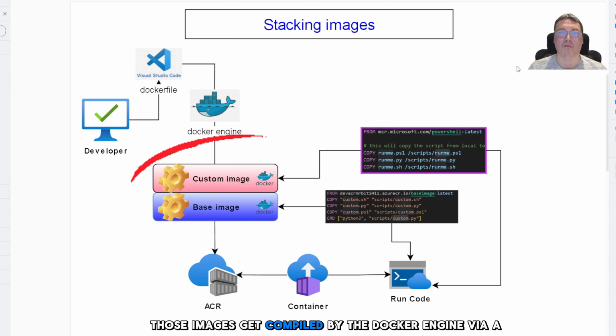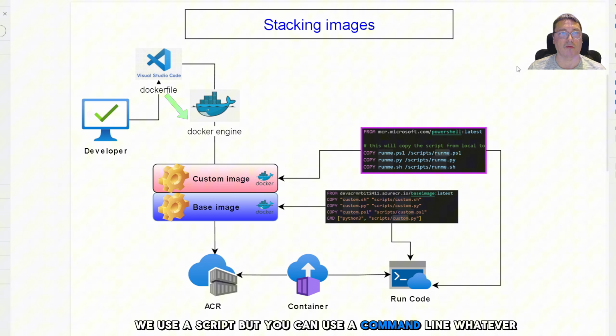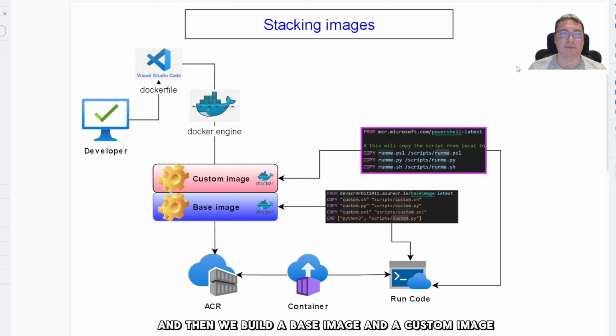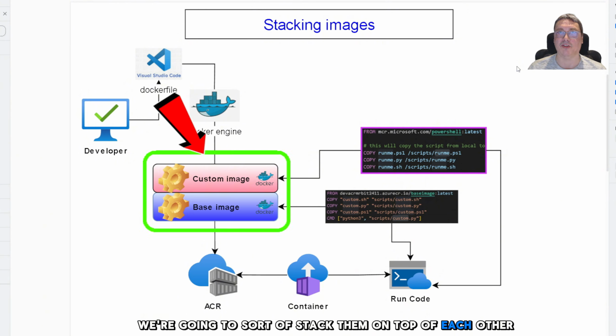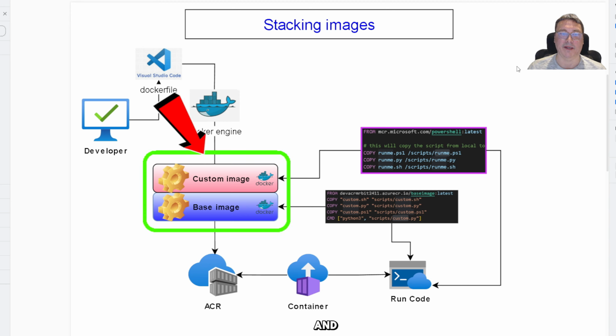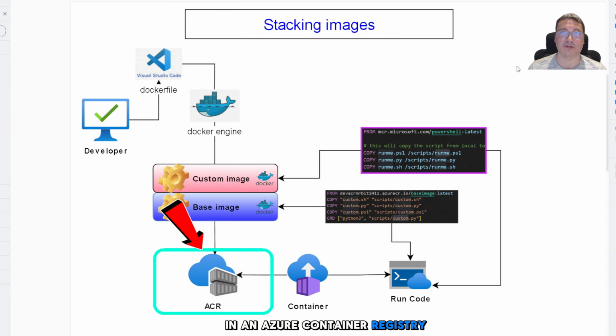Those images get compiled by the Docker engine via a Docker file, right? Command line, whatever. We use a script, but you can use a command line, whatever. And then we build a base image and a custom image. We're going to sort of stack them on top of each other. And those images will be saved in an Azure container registry, as you can see on the screen.